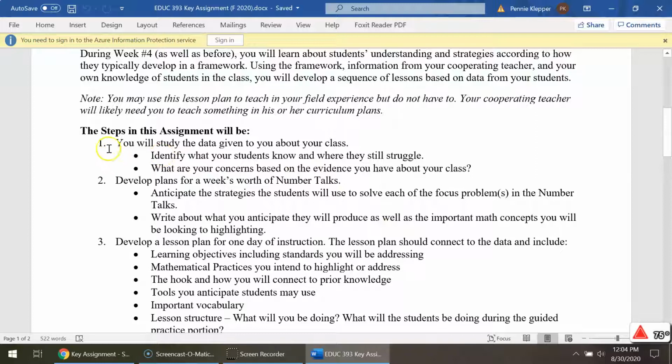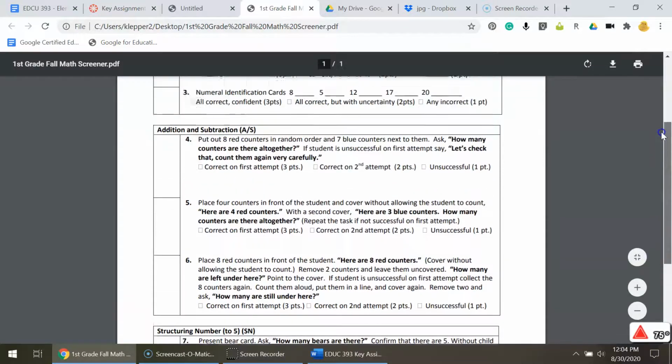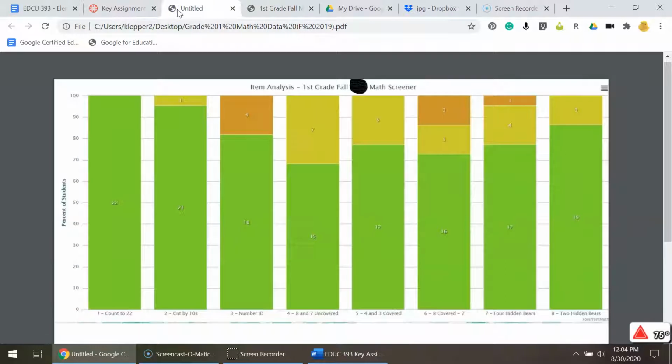So what you're going to do, the steps in the assignment, is you'll study data given to you about your class. So if we go here, this is the fall screener for first grade. So these are the questions that the students were asked. And then this is the data that was gathered from that. And pretty much you think of it like a stoplight. Green is go, yellow is caution. And I know that's not really red, but that's how I kind of think of it. So you want to take a look at this data.